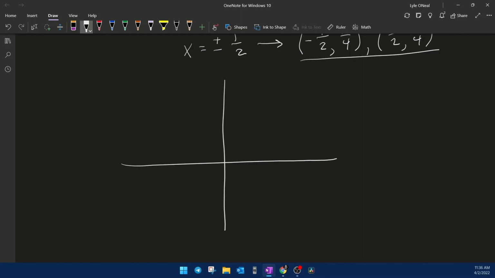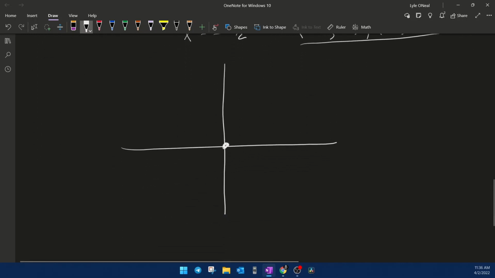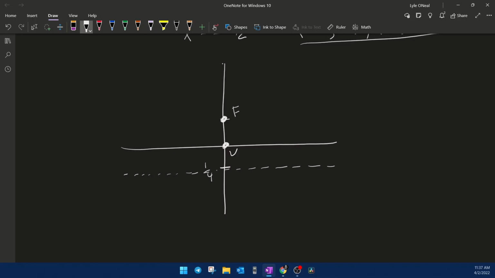And let's go ahead and sketch a graph. So we've got our vertex at the origin. Our directrix was y equals negative 1/4. So if I come down here maybe and say that this is negative 1/4, the directrix is usually represented by a dotted line. Remember, the focus is the same distance from the vertex as is the directrix. So then if we come up to positive 1/4, we would have our focus. I'm going to label that focus, label this vertex, label the directrix.